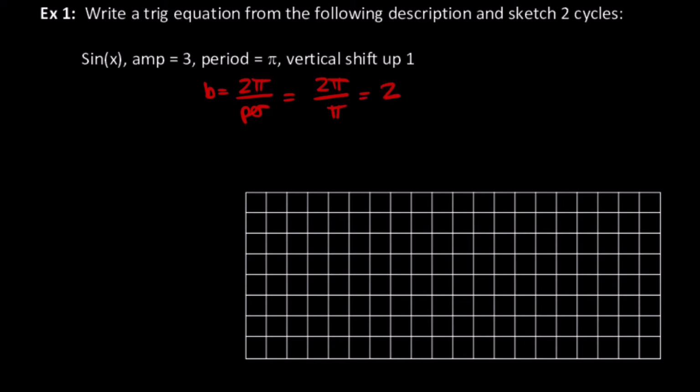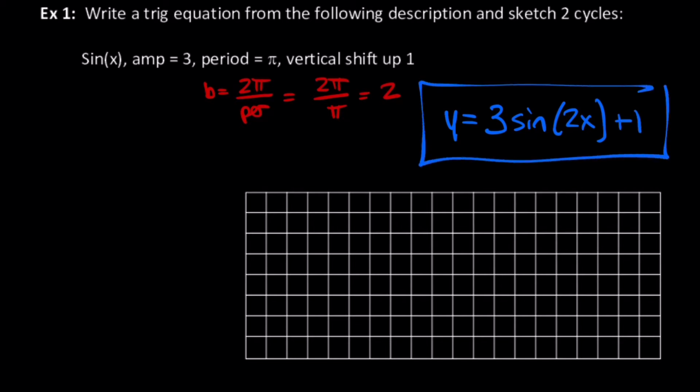So write this equation. Okay, y equals, amplitude is 3. It's a sine graph. The b value is 2x. Close your parentheses, vertical shift up 1, plus 1. It's pretty easy. It's actually easier to write the equation than it is to do the graphing from the equation because we can make it as simple as we want. And let's just quickly sketch 2 full cycles of this.